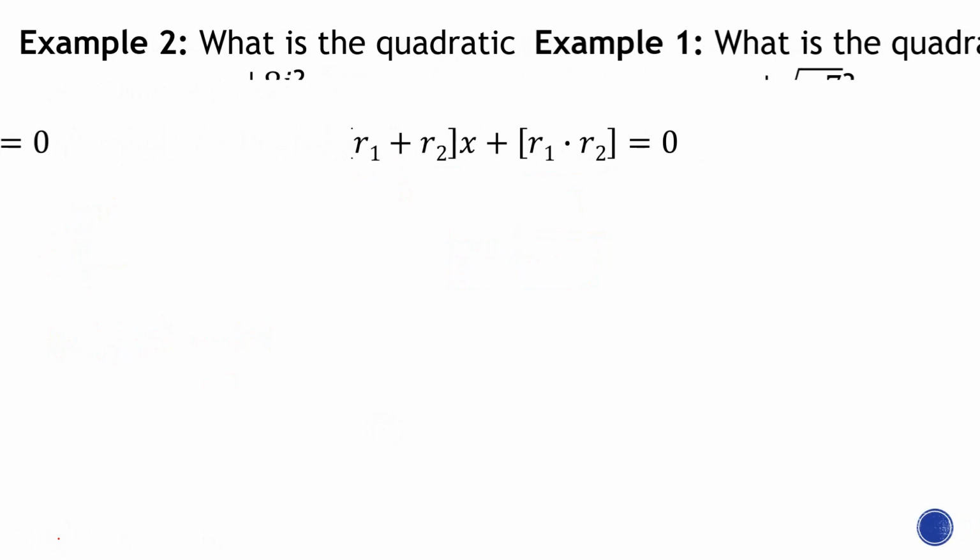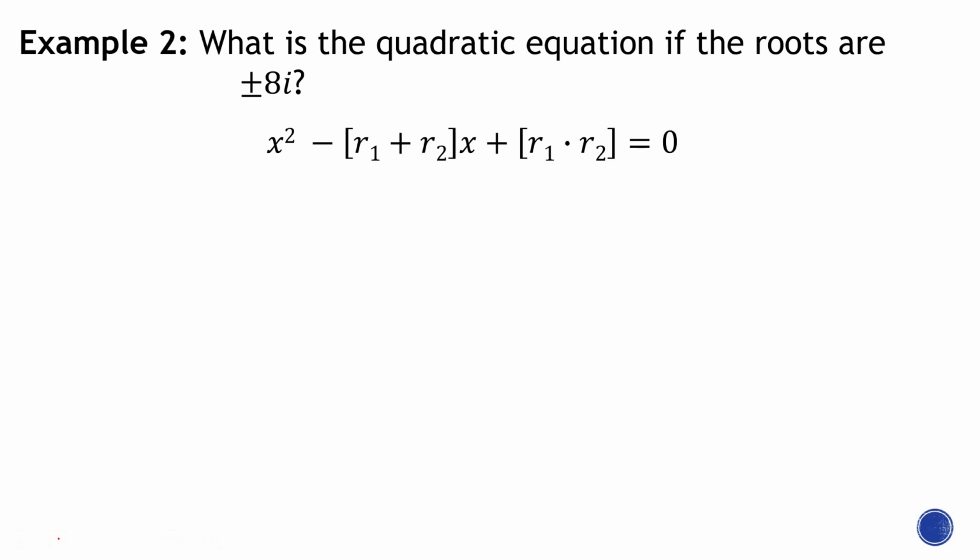Let's go to the next example. Positive, negative 8i. Now, before we start here, let's remind ourselves about the value of i that is equal to the square root of negative 1. And one thing you need to remember also is i squared, that is equal to negative 1. Okay? So if we add positive 8i and negative 8i, that will be equal to 0.